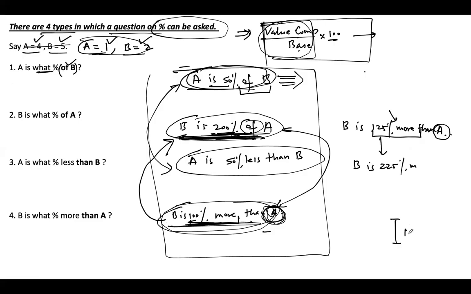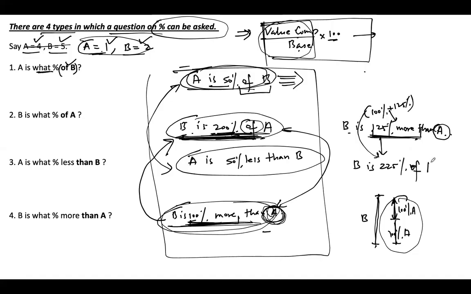So for example, this was A, and the question is saying the value of B is again 100% more, as in this is the more part, right? If this is B and this is A, this is 100% more than A. So if this is 100% of A, this is also 100% of A. Can I write B is 200% of A? Similarly, if B is 125% more than A, I can write B is 100% plus 125, 225% of A.